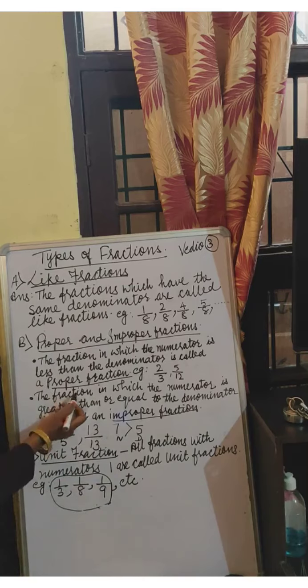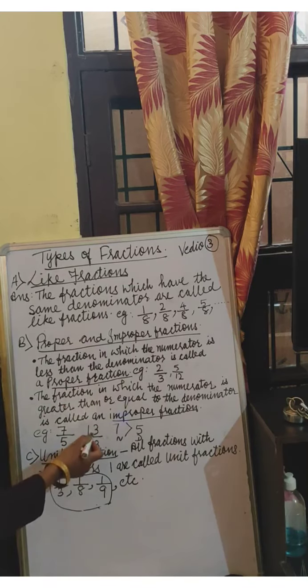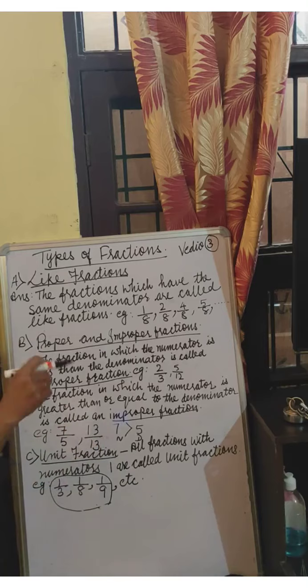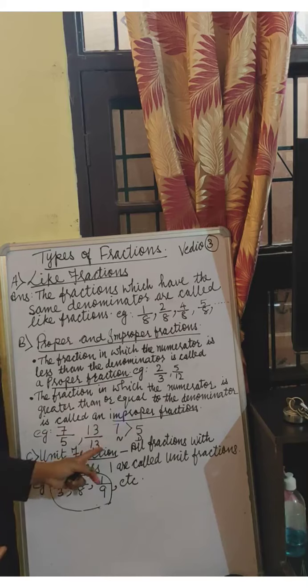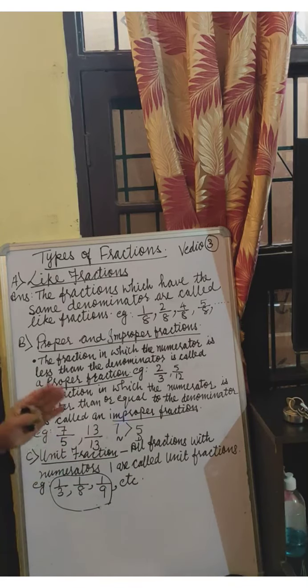Here one more thing I have to say about improper fractions. Children, the value of an improper fraction will be one or more than one. When you divide the numerator by the denominator, you will get the quotient 1 or more than 1. 13 upon 13 means 1, it is equal to 1. And 7 upon 5 is more than 1. So when the numerator is bigger than the denominator, when you solve it, it will become a mixed fraction or mixed number.